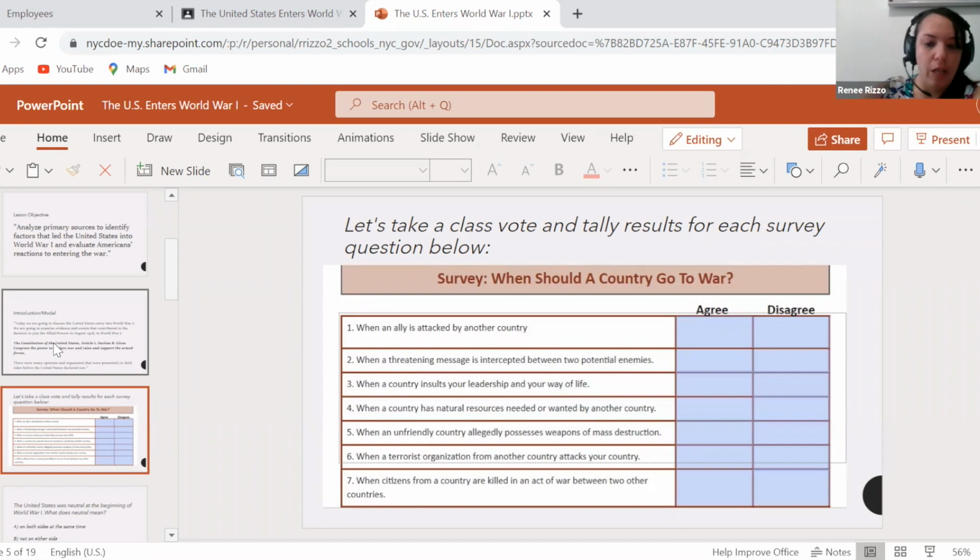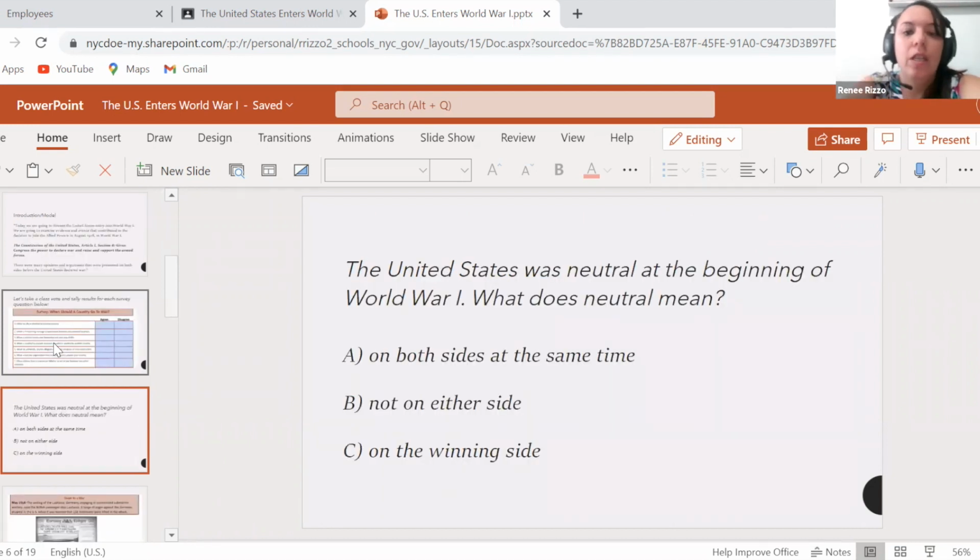Agree or disagree? So, the United States was neutral at the beginning of World War I. What does neutral mean? A, on both sides at the same time. B, not on either side. C, on the winning side. So, neutral means B, not on either side.